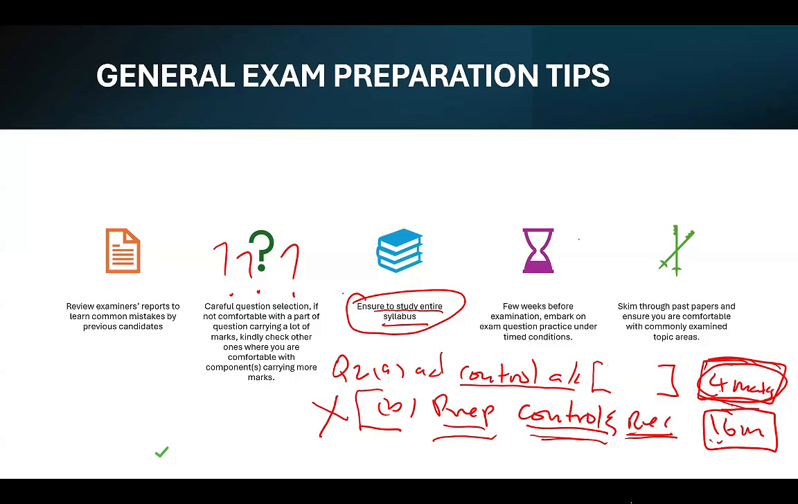And take stock of what you are not comfortable with. Do a lot of questions on that area. Okay? So a few weeks before the examination, embark on exam question practice under timed conditions. And the time is now.